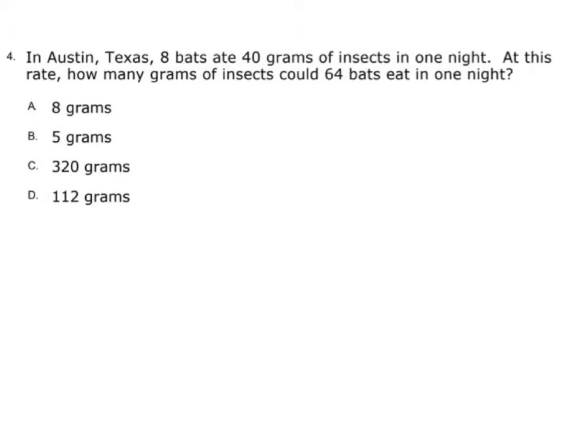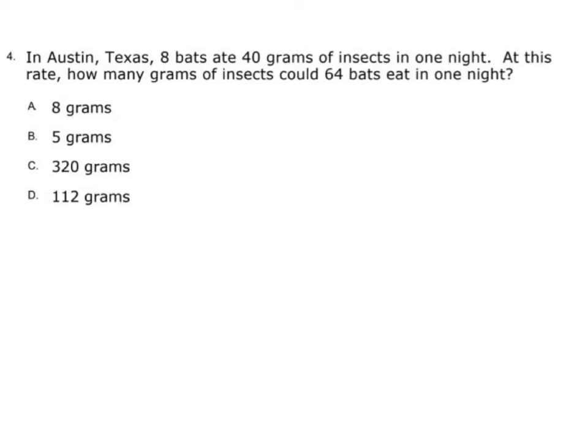Okay, this is problem number 4, so make sure that this is one of the problems you got wrong. If it's not one that you got wrong, go back to the other 3 videos and watch the numbers you got wrong only. So this one reads, in Austin, Texas, 8 bats ate 40 grams of insects in one night.